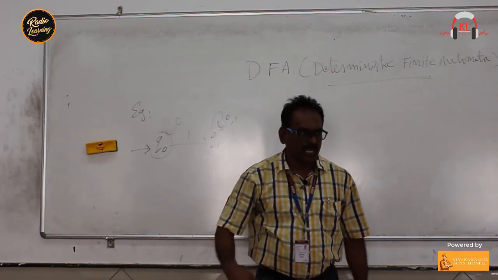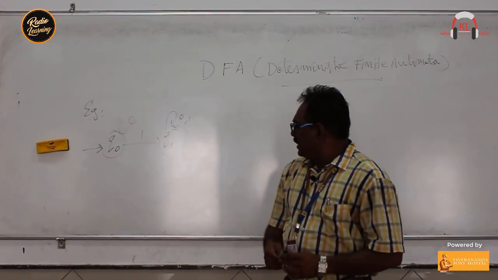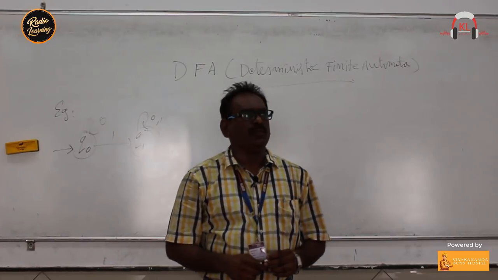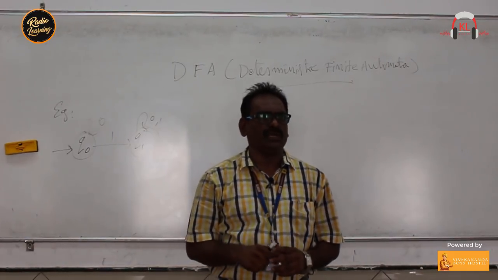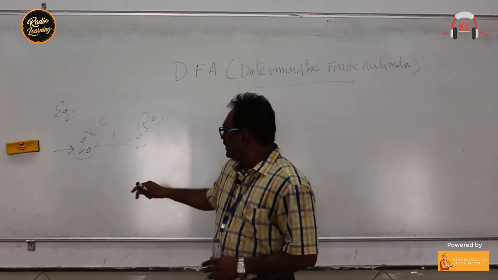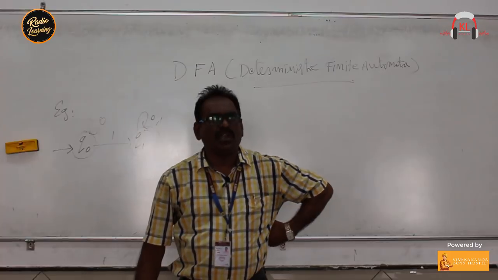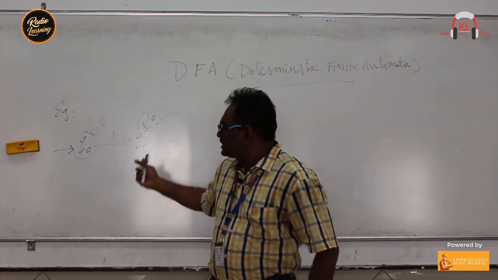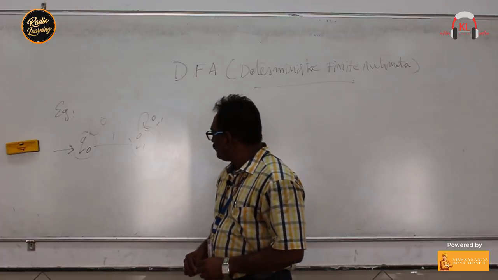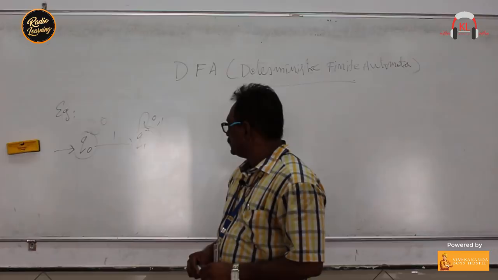I'll repeat. In the DFA, each and every input should have one transition only, not more than one transition. Every state should have a transition, and no state should be empty. Moreover, epsilons are not allowed.